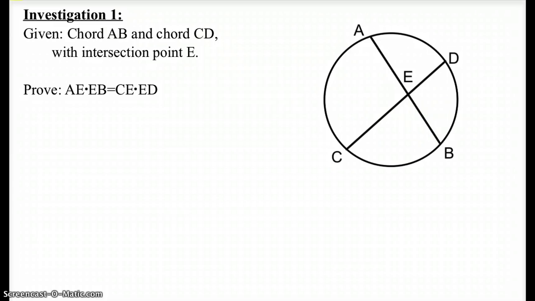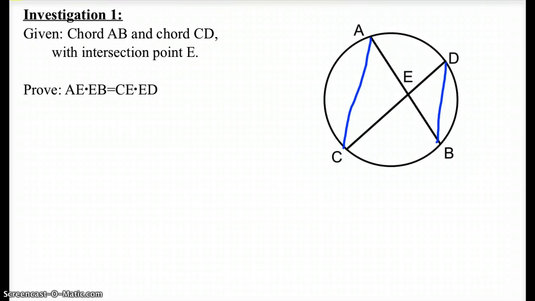To do that, we're going to have to use some similar triangles. This product statement looks a lot like what we would get after we use cross products on a similar proportional statement. So we're going to try to get some triangles here. So let's go ahead and draw in segment AC as well as segment DB. That's going to give us a pair of triangles. We want to show that these are similar to each other.